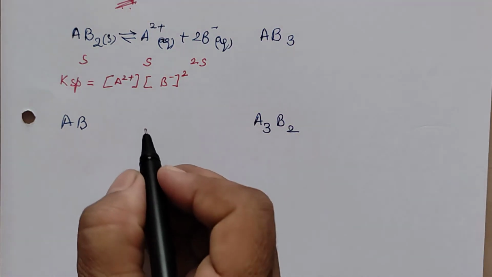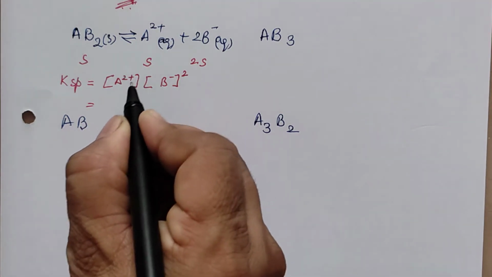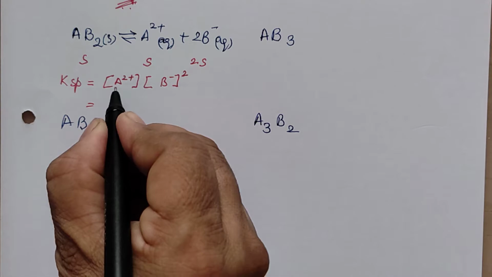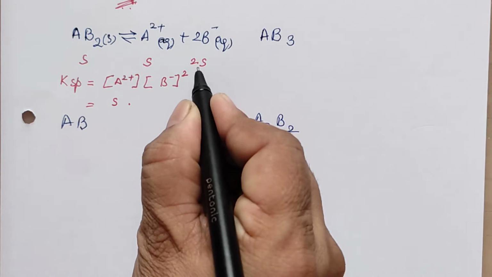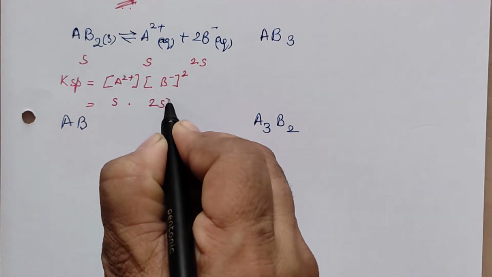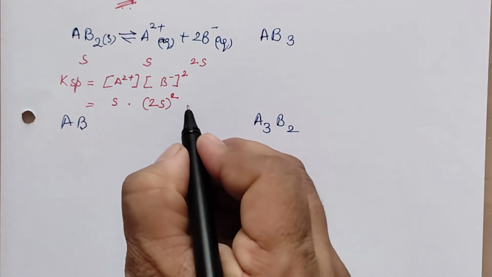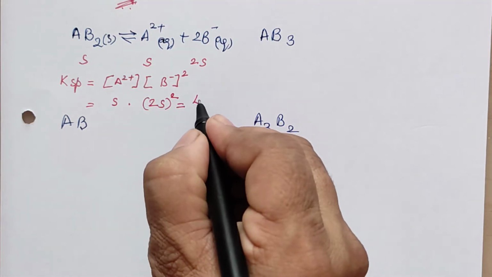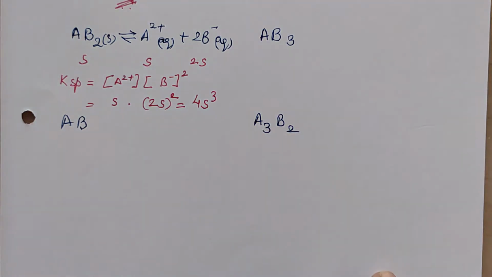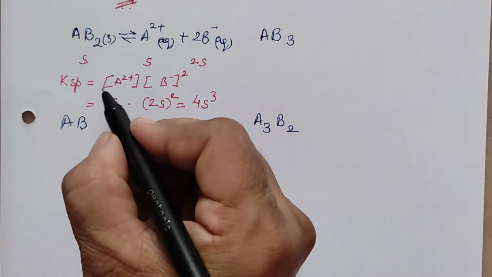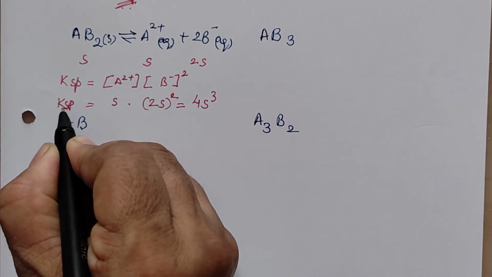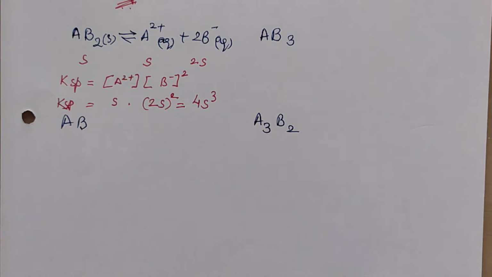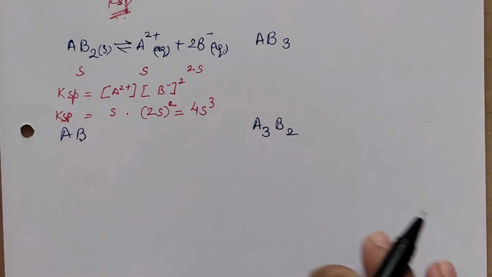Now what we can do is put in the solubility values. What is the solubility for A2+? It is S, multiplied by 2S, which we take square also. If you solve it, you get 4S cube. So the expression we get for AB2 type salts is KSP equals 4S cube. Did you follow this? Now let me apply it to the next one also.